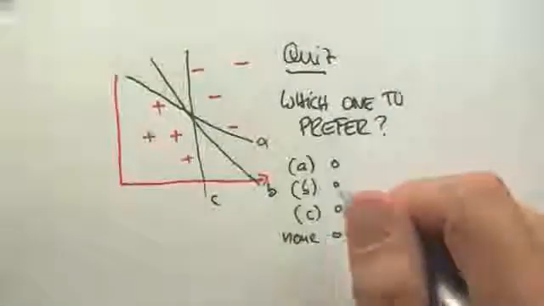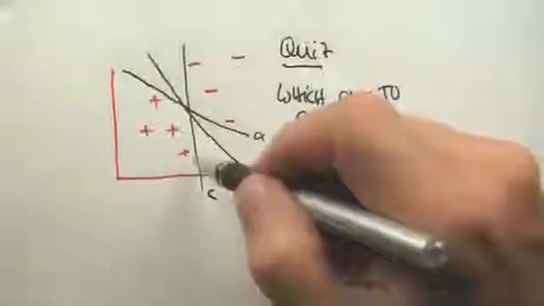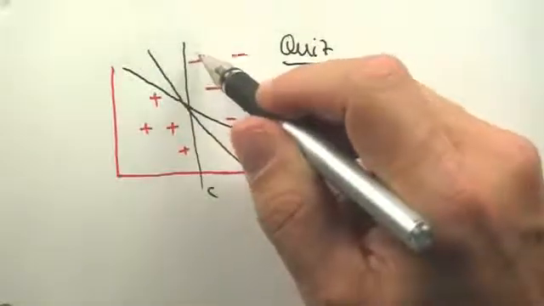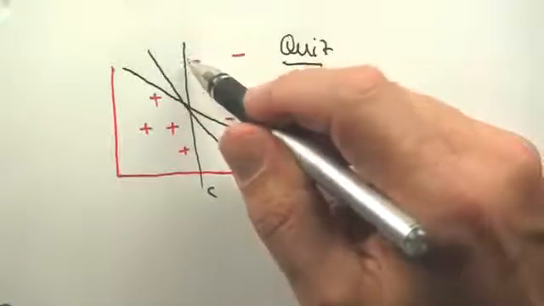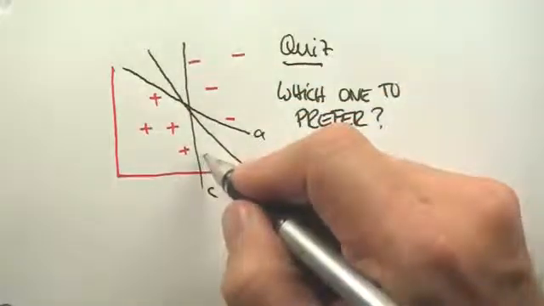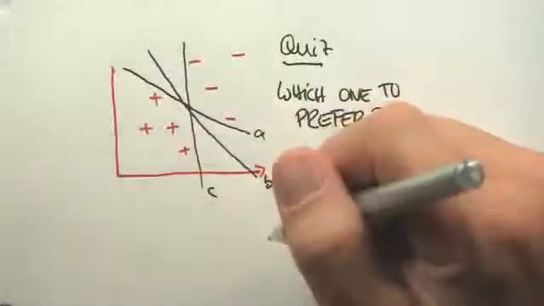And intuitively, I would argue it's B. And the reason why is C comes really close to examples. So if these examples are noisy, it's quite likely that by being so close to these examples, future examples cross the line. Similarly, A comes close to examples.